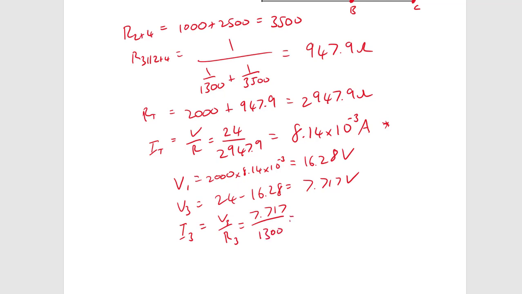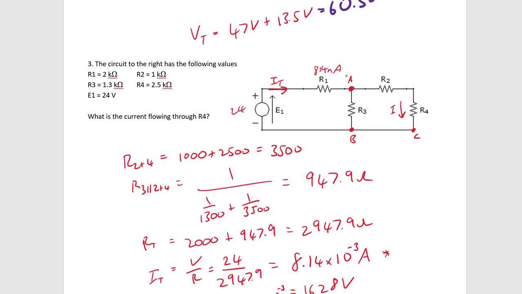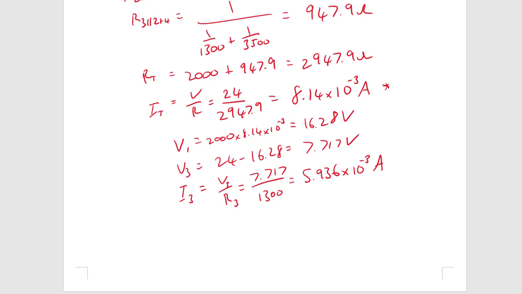So now that I know that, the current going through there is 5.936 times 10 to the negative 3 amps. Great, so I've got that, and that would mean that what's left over from the 8.14 milliamps is going to be going through this channel here. So the current comes into point A and then it gets divided. Some of it goes to B down here, and the rest of it comes around through C before returning at B.